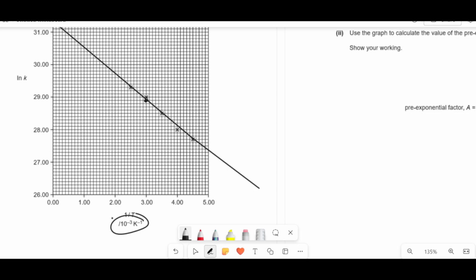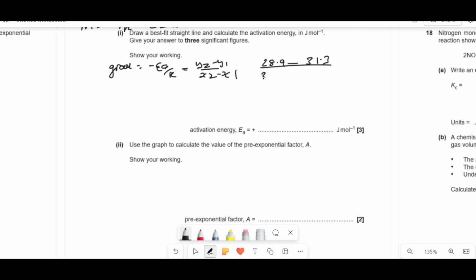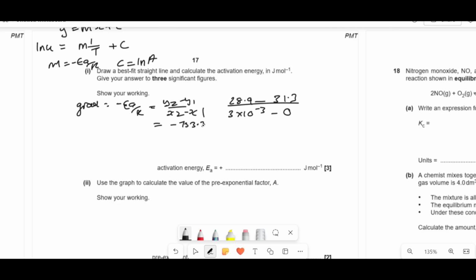Over 3, but it's times 10 to the minus 3. Be careful. So that's 3 times 10 to the minus 3 minus 0. If I work that out, I get a gradient of minus 733.333. That's minus EA over R. So then minus EA would be 8.314 times that. If you get that, minus EA equals 14... You get, activation energy, they want in joules per mole anyway, so it's 6096.